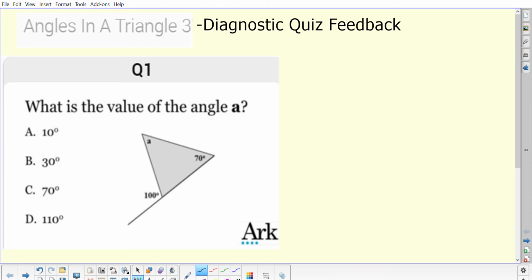So in this quiz we were looking for you to use angle facts, knowing that angles in a triangle add up to 180 degrees, and also looking for you to use all your other angle facts if the need arose. So in this one here you've got a triangle, but you've also got a straight line continuing from the triangle.